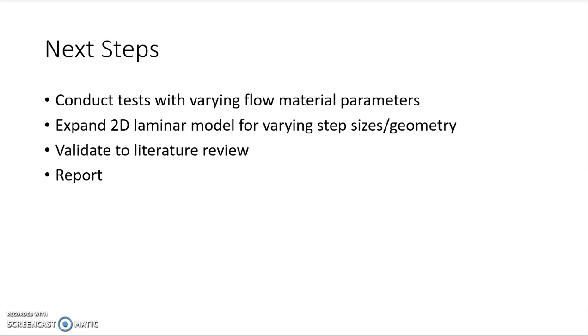These next steps were alluded to in the first project update. These include expanding the 2D laminar model for varying step sizes and geometry, possibly seeking an optimized solution in the case of a mandatory step, or a sensitivity study with step size or corner radius. Another step is to conduct model test runs with varying flow material parameters, testing other fluids such as air at different temperatures, thus having different parameters, helium, or even water, which are all common test chamber fluids.